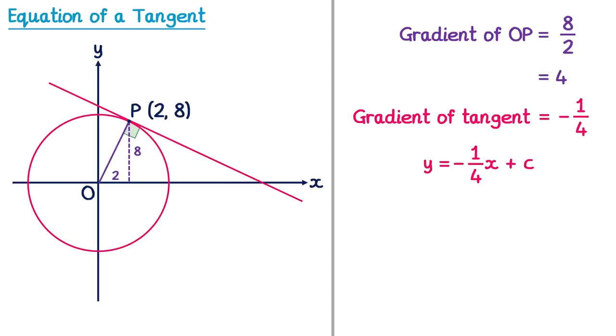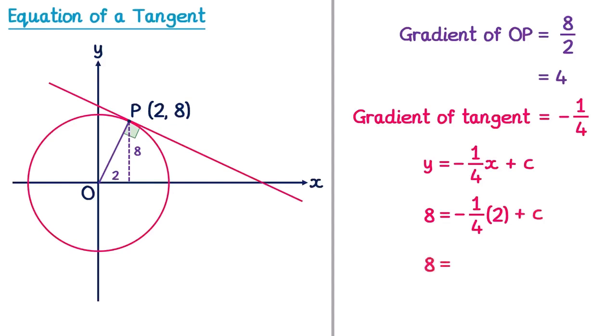To do this, we need to use a point that's on the line, and conveniently we know one point on the line, the point P. The point P has x-coordinate 2 and y-coordinate 8. This means we can substitute these values for x and y into our equation of the line, and this will help us find the value of c. So let's replace the x with a 2 and the y with an 8. Since it starts with y equals, we'll have 8 equals negative 1/4 x, so negative 1/4 lots of 2, and then plus c. We now need to just solve this to find the value of c.